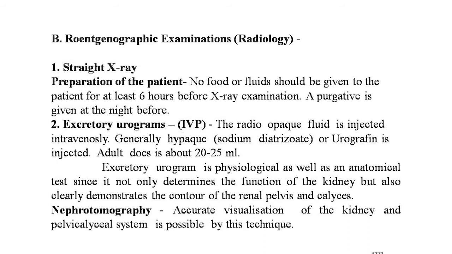Excretory radiograms, that is the IVP, intravenous pyelography. The radiopaque fluid is injected intravenously. Generally high-pack sodium diatrizoate or urografin is injected. Adult dose is about 20 to 25 ml. The IVP is a physiological as well as an anatomical test, since it not only determines the function of the kidney but also clearly demonstrates the contour of the renal pelvis and calyces. Nephrotomography: accurate visualization of the kidney and the pelvicalyceal system is possible by this technique.